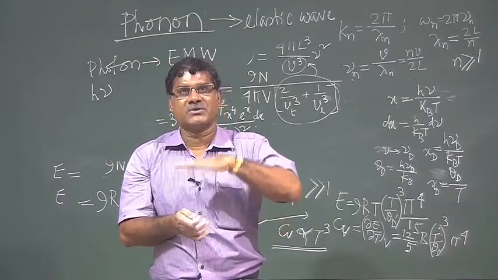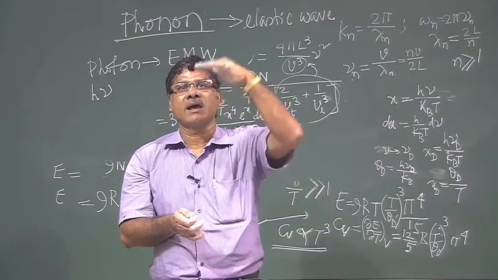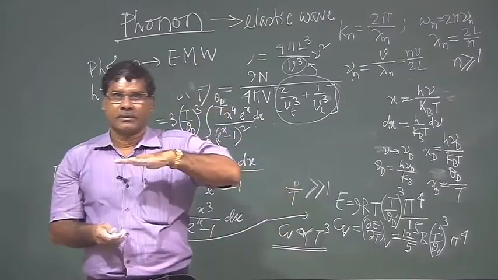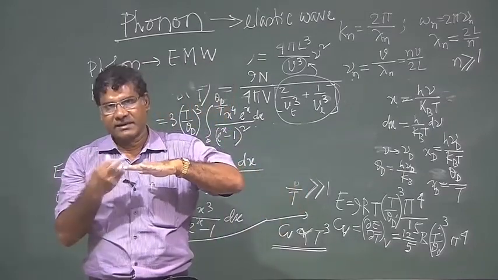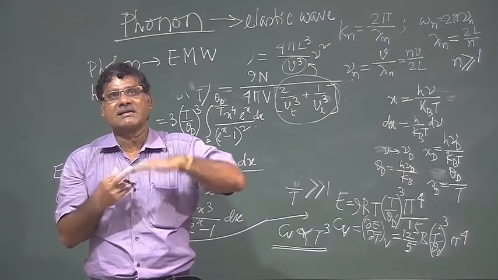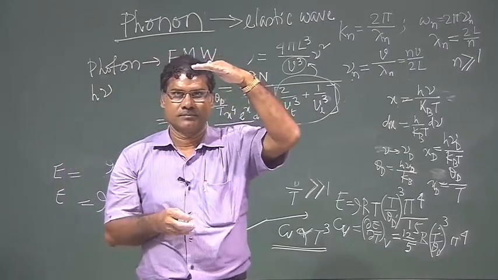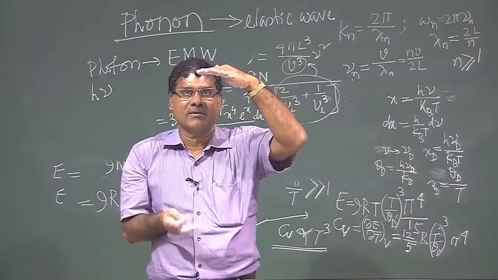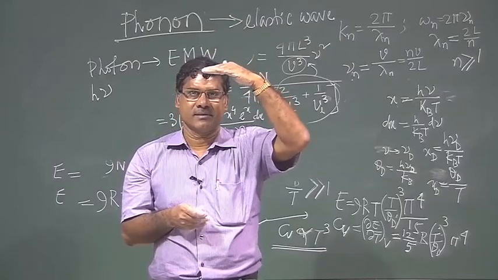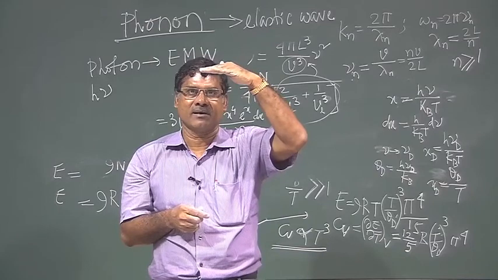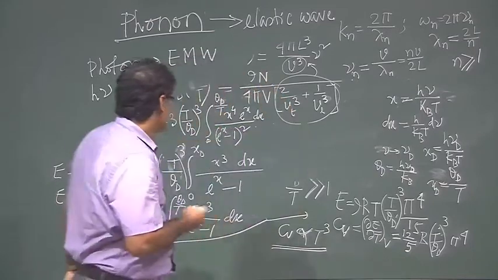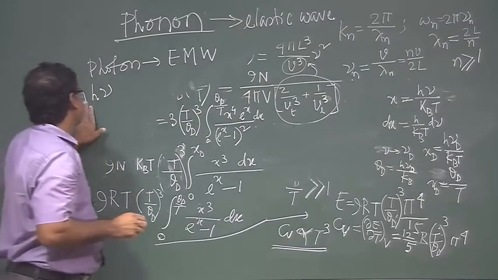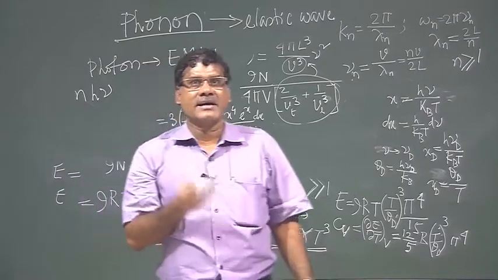It has h nu, 2 h nu, 3 h nu, n h nu. So, when this elastic wave or mode of vibration is in the nth energy level, its energy of that mode in ground state was h nu, and when it is excited to the nth energy level, its energy is n h nu.